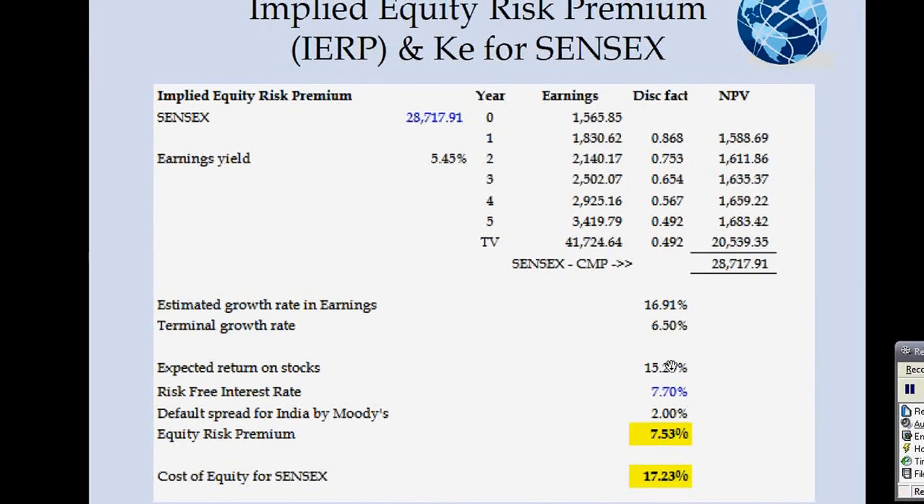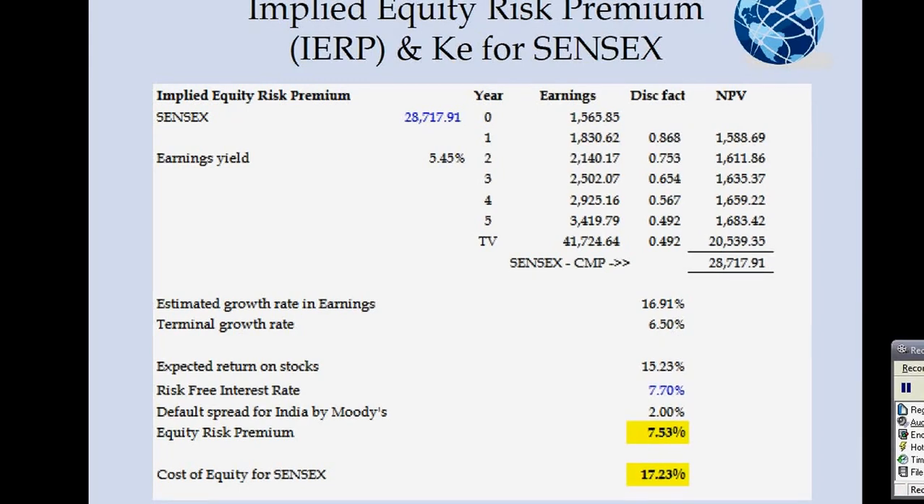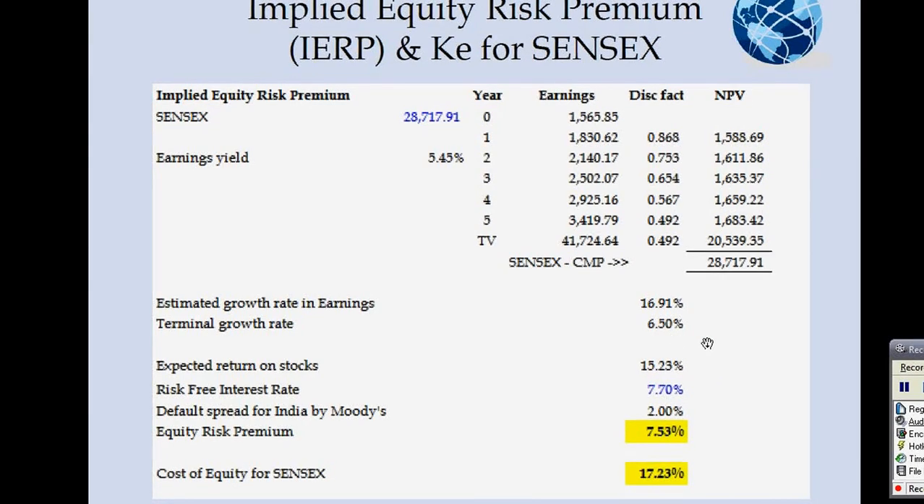Now the discount factor, 15.23%, we arrive at using what-if analysis in Excel, the Goal Seek function. The terminal growth rate here we consider as 6.5%, which is the GDP growth of India. Currently it is estimated to be less than this, but we assume that in future India will grow at least by 6.5% over the next 10 years. That's possible with the population and the potential that we have in India.